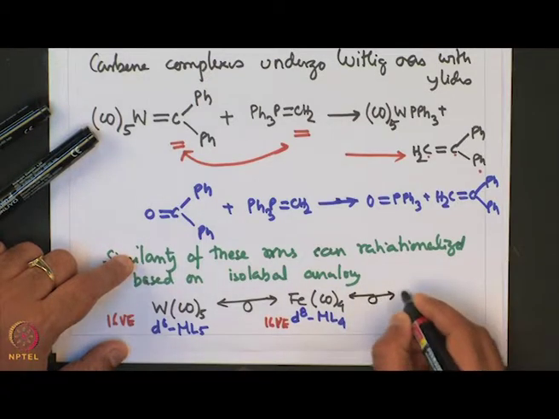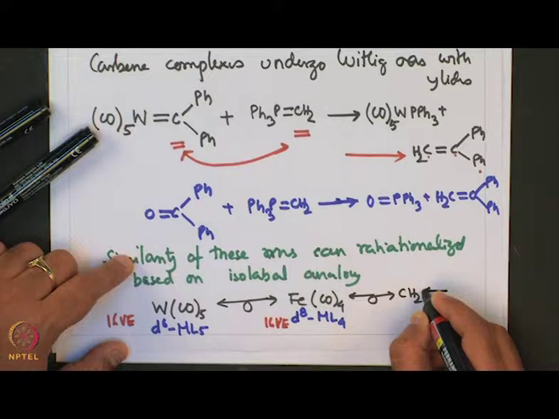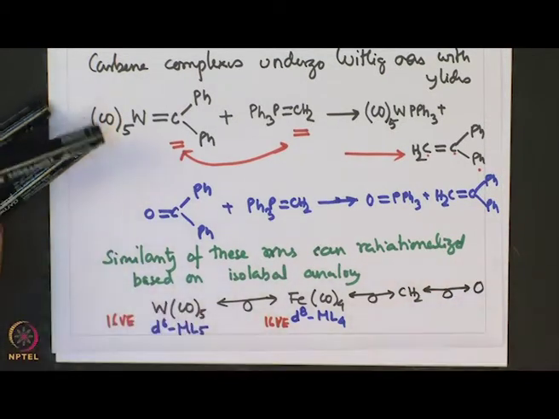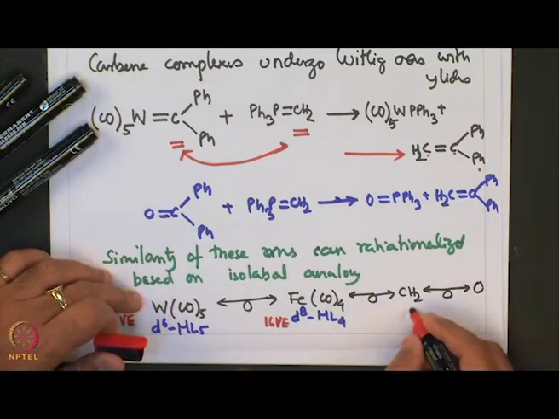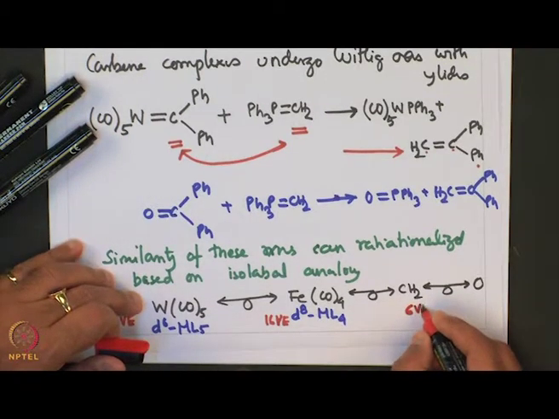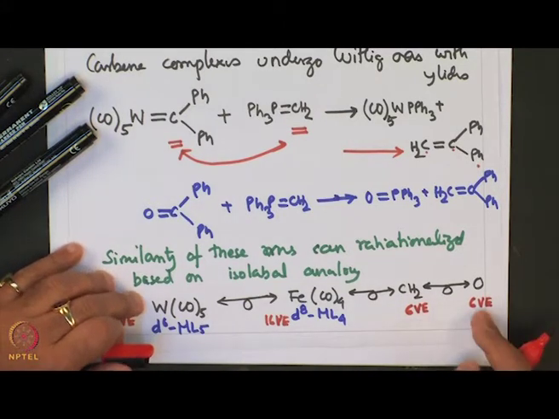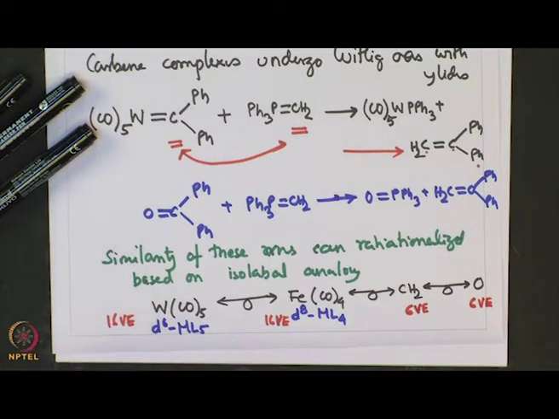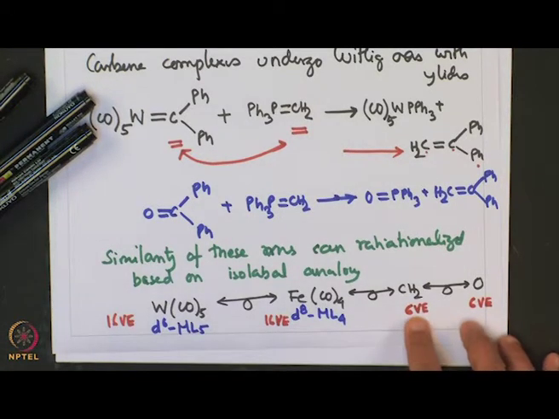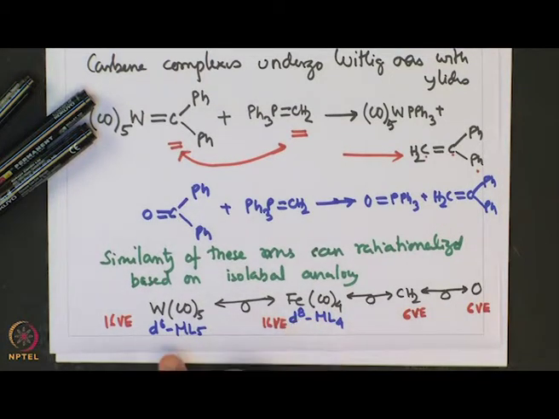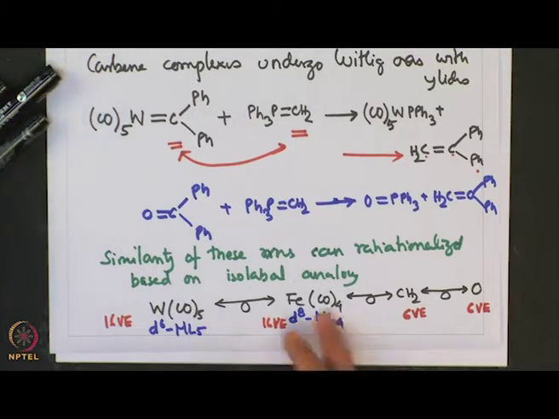with CH2, which also is isolobal with oxygen, both of which have 6 valence electrons. So, these two are organic molecules which are isoelectronic and isolobal, and these two are transition metal compounds which are species which are isolobal with each other.